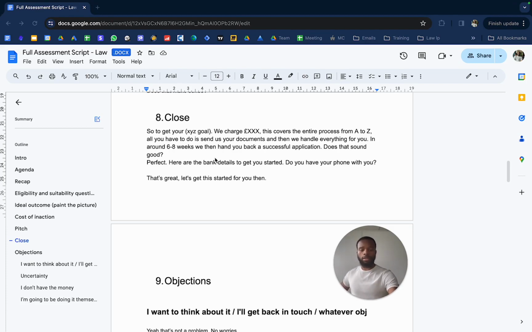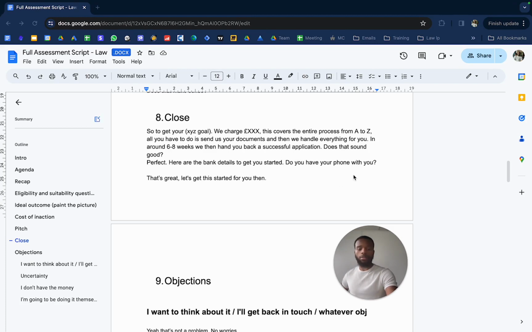We then hand you back a successful application. Does that sound good? And then if they say that sounds good, you then say perfect. If you have a card machine, or they send the bank, they send money over. If it's a case where they transfer money into the business bank account, you then say, here are the bank details to get you started. Do you have your phone with you?